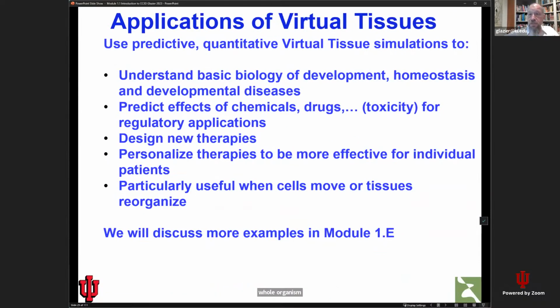We could use these kinds of simulations to understand basic biology, to predict the effects of chemicals for good or bad, to design therapies, sometimes to personalize therapies for individuals, and particularly in the context of cancer treatment. And as I've said, these kinds of models that we're going to be focusing on the next 2 weeks are particularly useful when we have reorganization of tissues or movement of cells. There are other methods that are very useful dealing with very large-scale organization, which typically don't include cell movement or tissue reorganization.